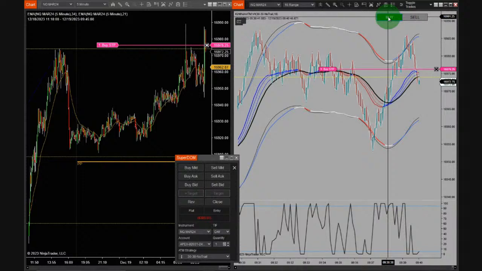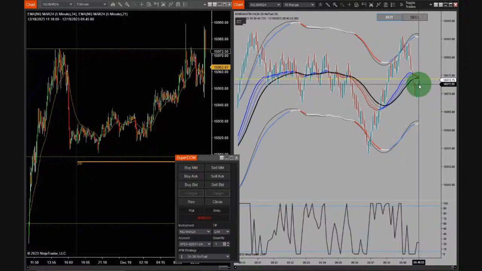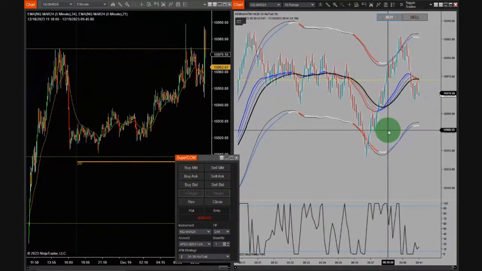Order submitted. Order canceled. So that pullback went too deep. The reversal candle, the up close came, but it was below the black line. So that's not a proper setup for this strategy.